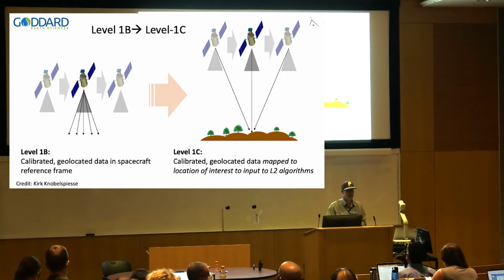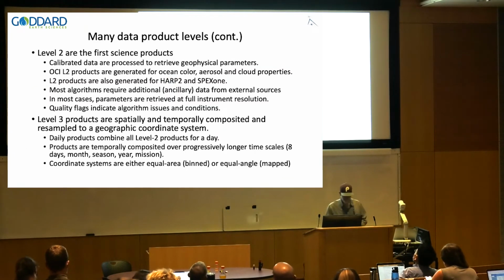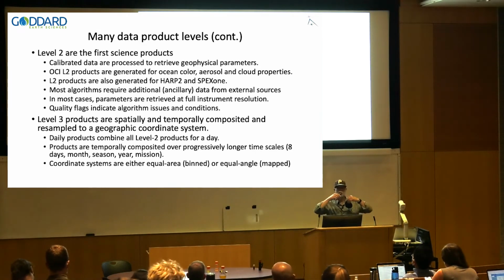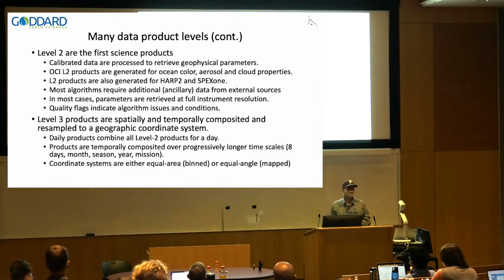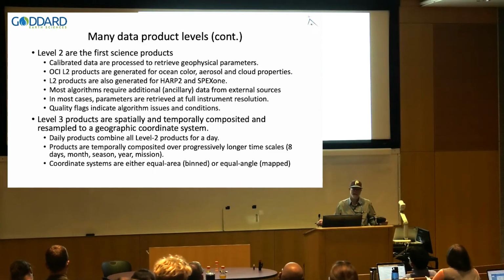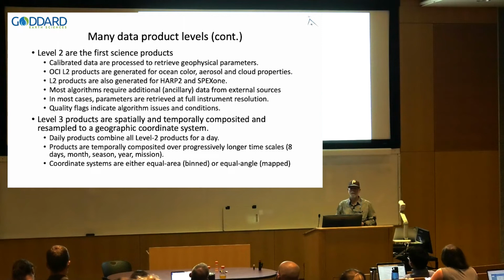Any questions about that? Okay. All right, going on to level 2, as I said before. Level 2 is what we really call the first science product. Everything up through level 1B and even level 1C is essentially engineering. It's the instrument design, it's the spacecraft location and orientation and whatnot. So level 2 is where we start to incorporate the science.